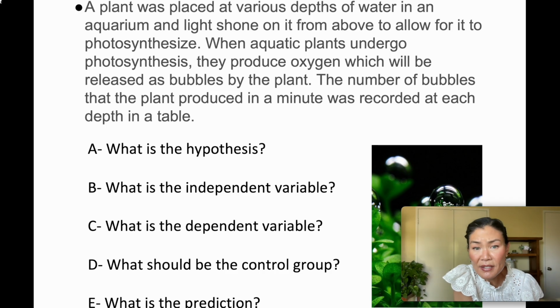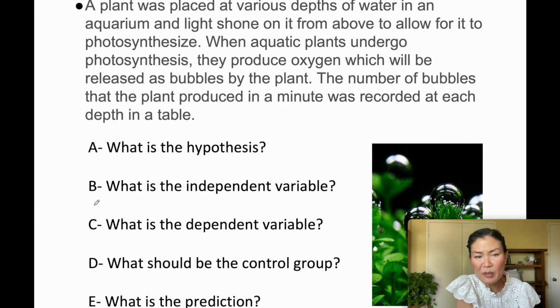Then our hypothesis would be that if our plant is at a shallower depth of water, it's going to have more light, and it's going to do more photosynthesis, and it's going to produce more oxygen. Versus if the plant was placed at a deeper depth of water, then it's not going to be exposed to as much light, photosynthesis will be decreased, and it's not going to produce as much oxygen.